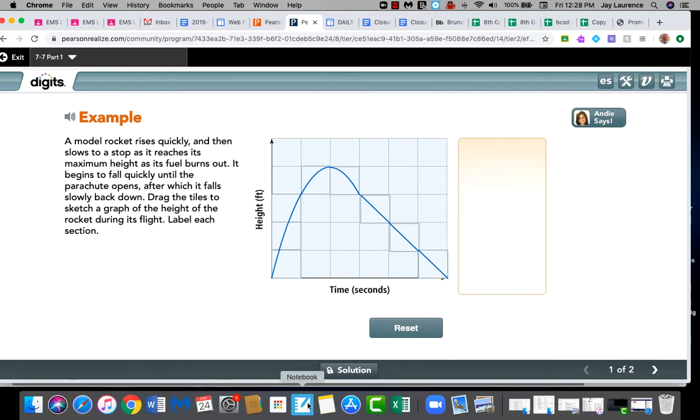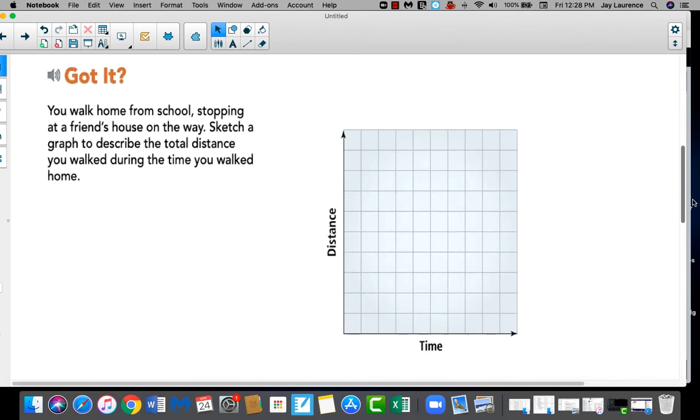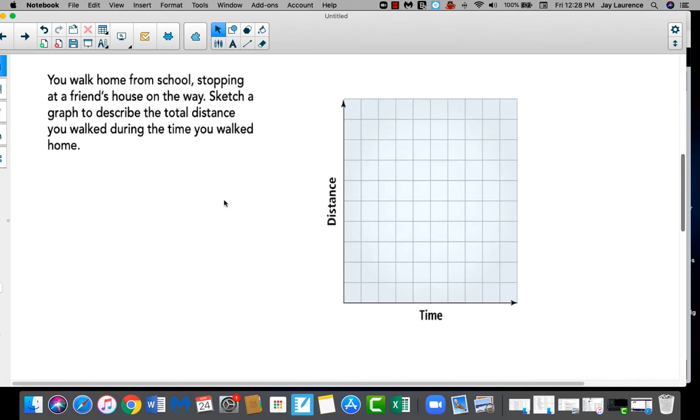Okay? All right, one more problem I want to look at, and it is hidden right here. It says, you walk home from school, stopping at a friend's house on the way. Sketch a graph to describe the total distance you walk during the time you walk home. All right, now we're not doing the distance from home, we're doing the total distance walked. So we're going to start off at 0 because we haven't walked anywhere yet. And so we're going to walk home from school, stopping at a friend's house.